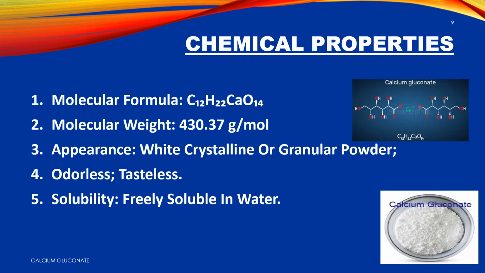Chemical properties of calcium gluconate. 1. Molecular formula. This formula indicates the composition of calcium gluconate, showing the arrangement of calcium, carbon, hydrogen, and oxygen atoms. 2. Molecular weight. 430.37 grams per mole. The molecular weight is the total mass of the atoms in a molecule of calcium gluconate. 3. Appearance. White crystalline or granular powder. Calcium gluconate typically appears as a white powder or crystalline solid.